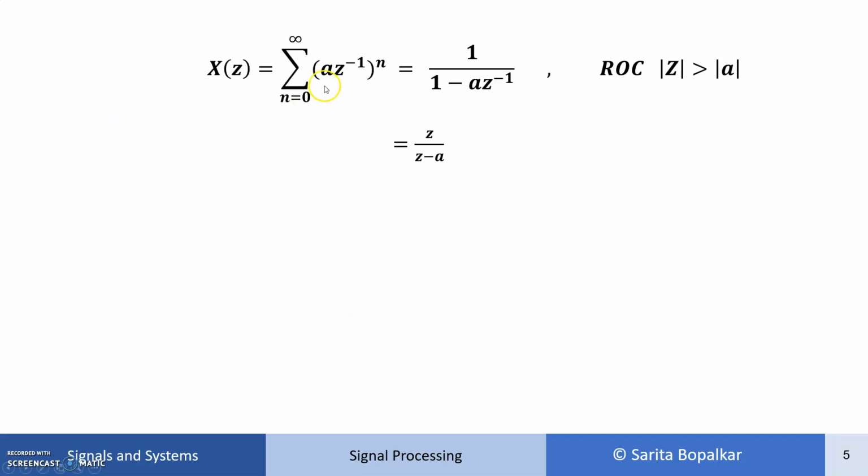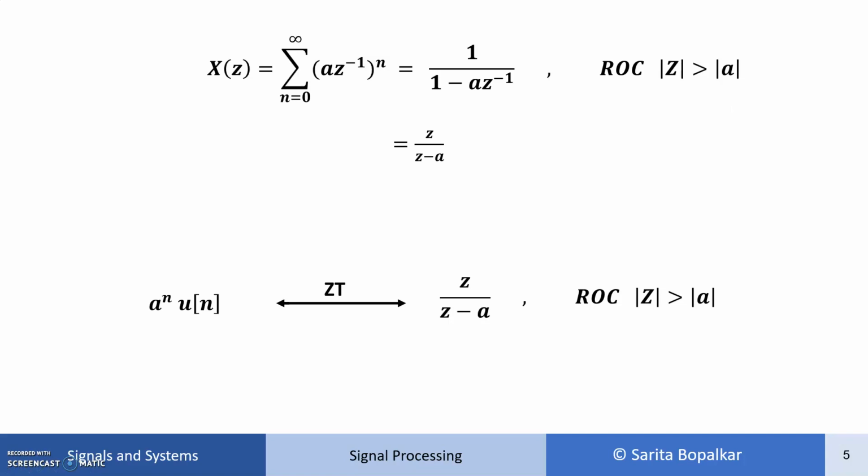Now let's draw it graphically. Our X of z is 1 upon 1 minus a z raised to minus 1, and ROC is mod z greater than mod a. This we can write as z upon z minus a. z raised to minus 1 will take as 1 upon z, a upon z, and when this z comes in the numerator, it becomes z upon z minus a. ROC is mod z greater than a.